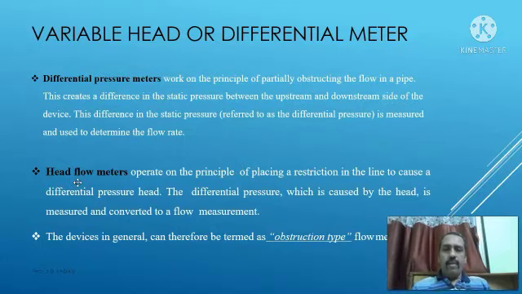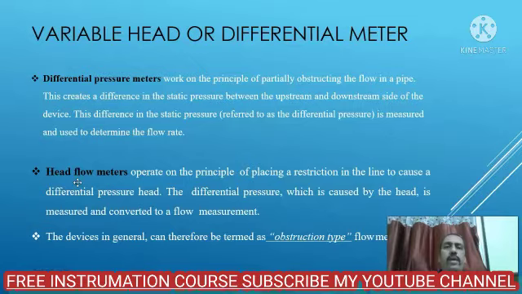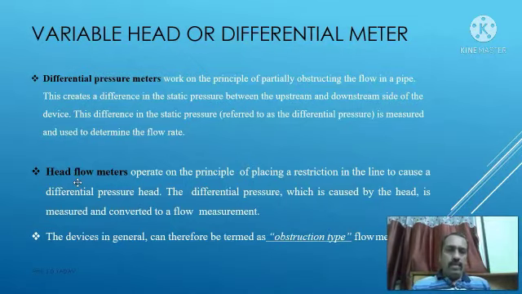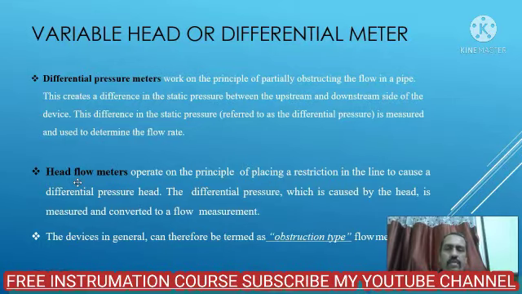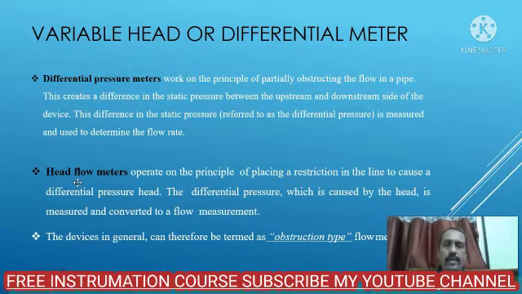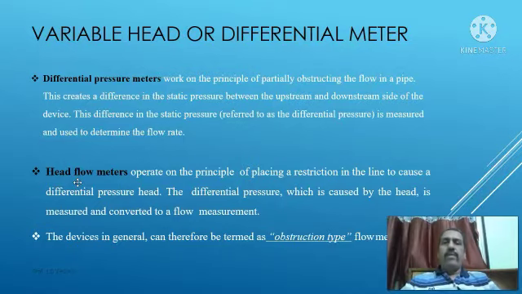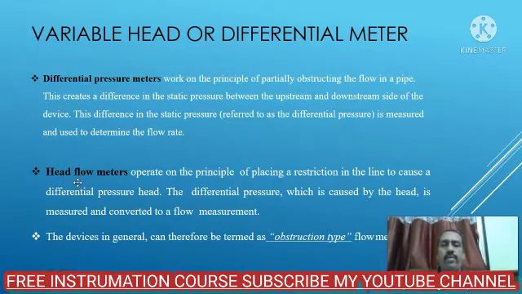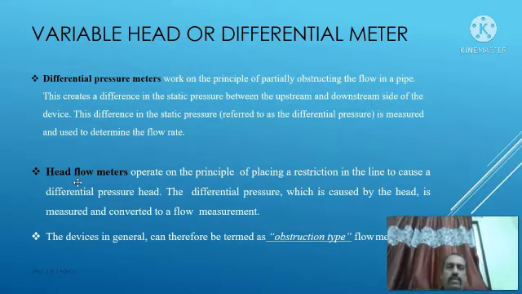Next is the head flow meter. Head flow meters operate on the principle of placing a restriction in a line to cause a differential pressure head. The differential pressure caused by the head is measured and converted to a flow measurement. Such devices can therefore be termed obstruction type flow meters.